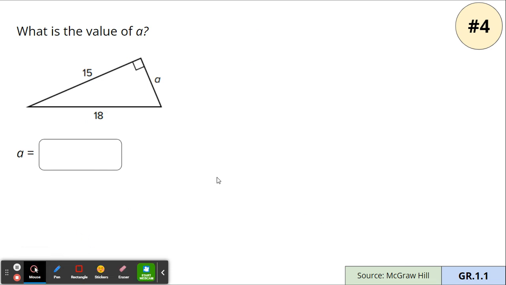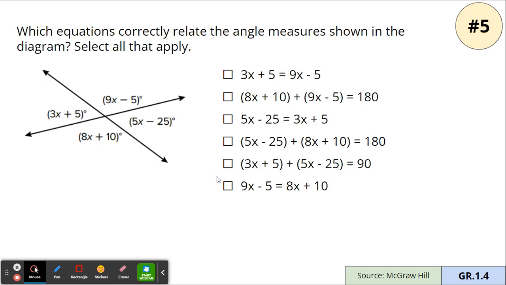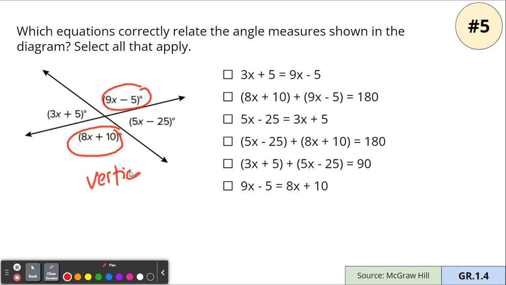Okay, moving on to question number 5. So which equations correctly relate the angle measures shown in the diagram? Select all that apply. So as you can see here, we have vertical angles that we can use. These two and these two are vertical, so they are equal to each other. So therefore, if we have 9x minus 5 equal to 8x plus 10, that will be correct. Okay. Also, these two are vertical to one another. Okay. 3x plus 5 is actually equal to 5x minus 25.